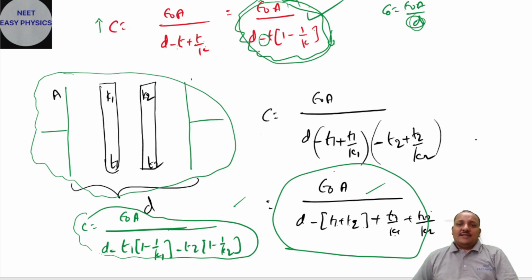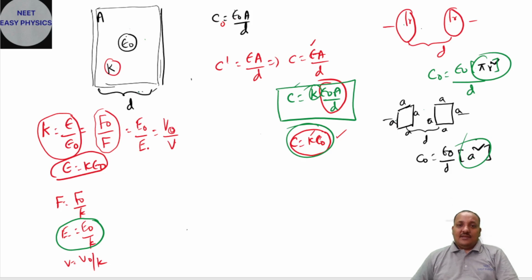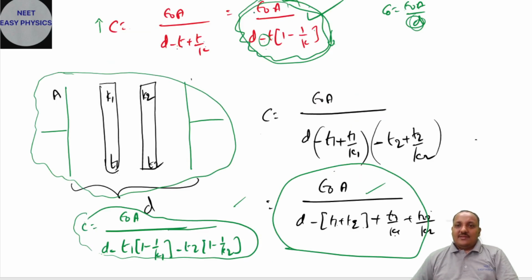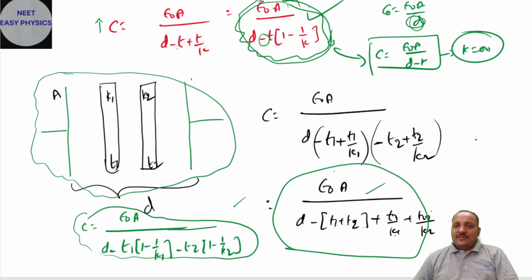On this, still, how they may ask the problem: you have to remember this T into 1 minus 1 by K. If they place a metal plate here in between partially, K is going to be infinity, and anything by infinity is 0. Therefore, we will get the formula C is equal to epsilon naught A by D minus T, if K is infinity, a metal plate. Like this they will ask.